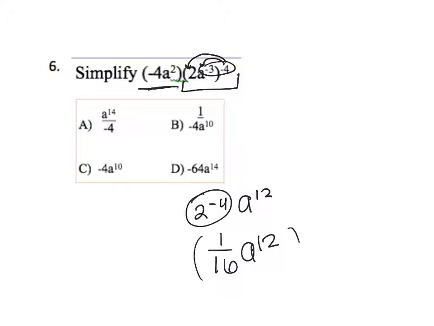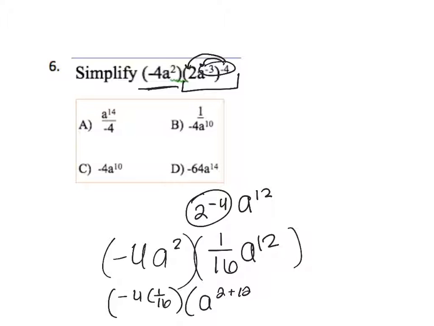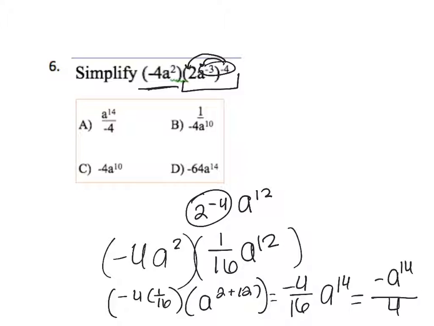Now we're going to use this and multiply it by negative 4 to the a to the 2nd power times a to the 2nd power, and we're going to use the product rule. So we're going to multiply negative 4 times 1 over 16. And then with the product rule, we are adding our exponents. So it becomes negative 4 over 16, a to the 14th power, which gets reduced down to negative a to the 14th power over 4, which is this solution here.